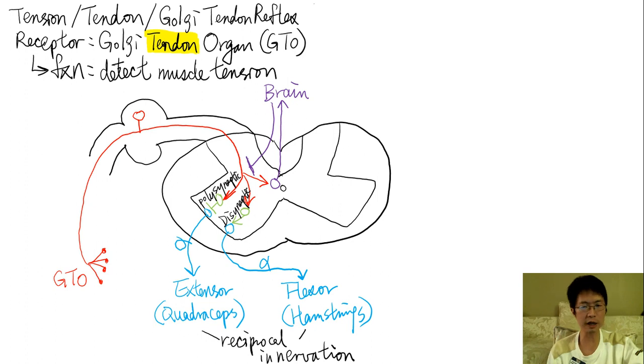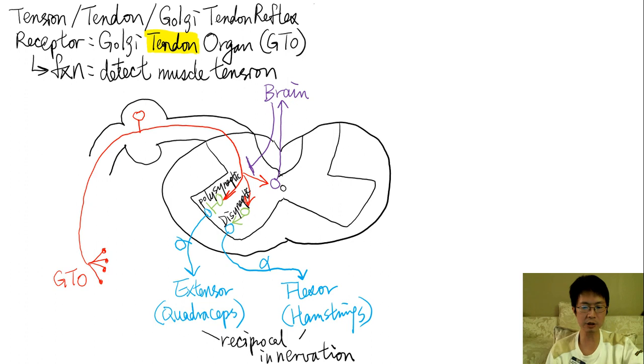But when the action potential reaches the axon terminal, it will release glutamate again because it is excitatory. It is an arrowhead. When glutamate binds to the dendrite of this alpha motor neuron, the alpha motor neuron will depolarize. And if the depolarization is strong enough, it will trigger an action potential. So the action potential will travel along this alpha motor neuron, and then go to the flexor muscle, which is the hamstring.